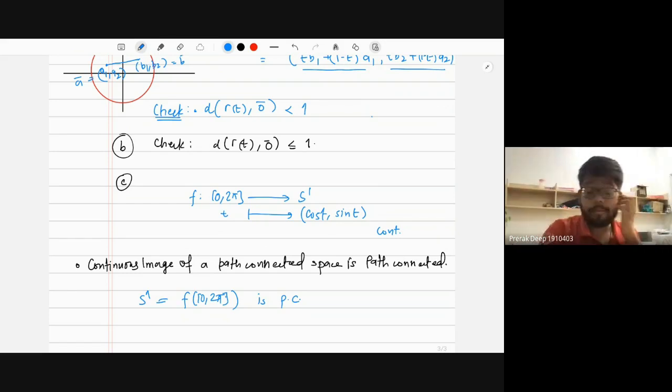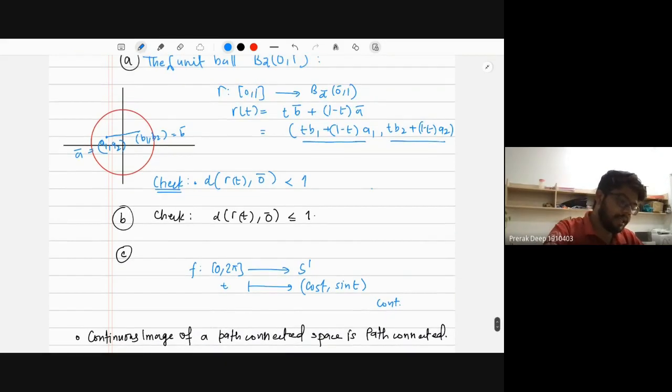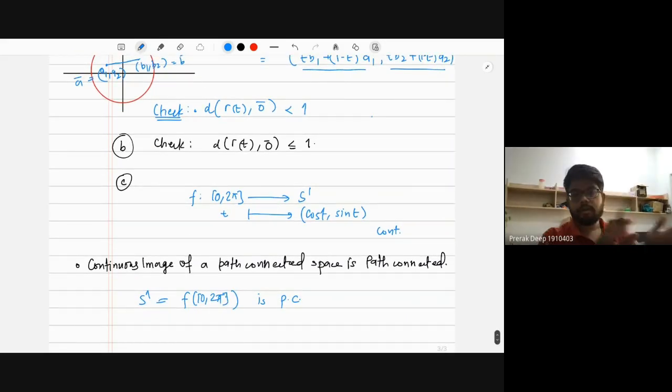Yeah. So because you have mentioned sphere, I want to just say that you can use the path connectedness of the circle to prove that the spheres are also path connected. There is only one observation you need to make: given any two points on the sphere, you can find a great circle passing through them.